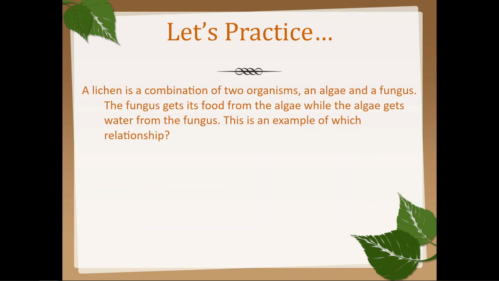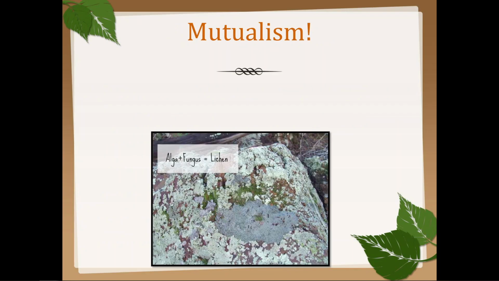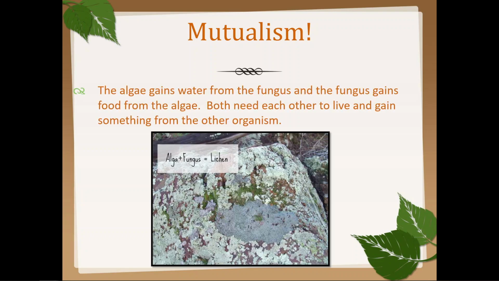A lichen is a combination of algae and fungus living together. The algae provides food through photosynthesis, while the fungus supplies moisture and protection. What type of relationship is this? Choose between those four, pause the video, and give this a shot. The answer here is mutualism. Both organisms benefit and depend on each other for survival. So this would be mutualism.